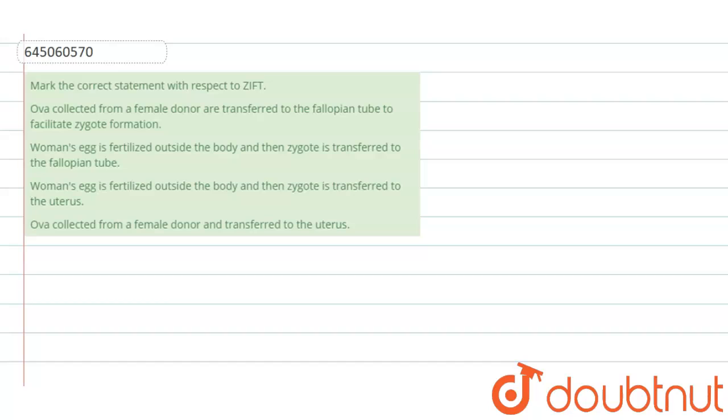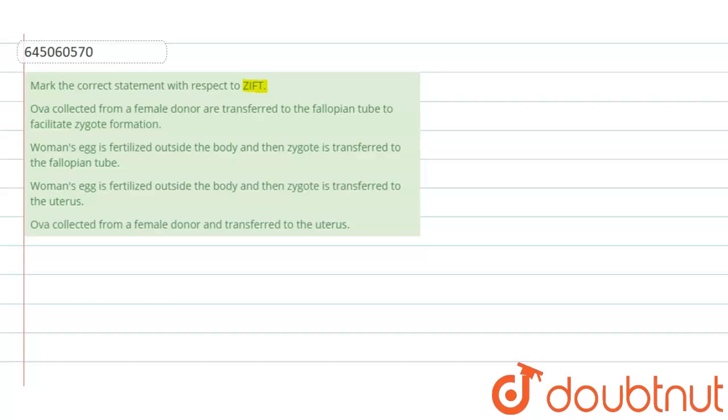The question that is given over here is: mark the correct statement with respect to ZIFT, Z-I-F-T. The first option given here is ova collected from a female donor are transferred to the fallopian tube to facilitate zygote formation. The second one is woman's egg is fertilized outside the body and then zygote is transferred to the fallopian tube. And the third option is woman's egg is fertilized outside the body and then zygote is transferred to the uterus. And the fourth option is ova collected from a female donor and transferred to the uterus.